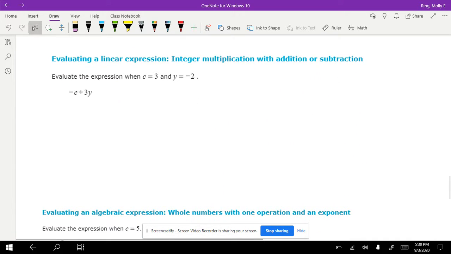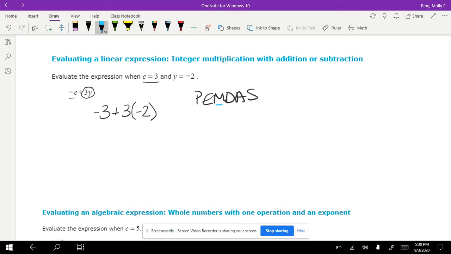When evaluating with variables, always be sure to rewrite them first. -c, if c is 3, and -c would be -3 plus 3. This is multiplication, so we're going to write it as multiplication. Remember with PEMDAS, that multiplication comes first before addition and subtraction. So I would start with 3 groups of -2. That would get me -6. Then that is -3 plus a -6, which gets me -9.